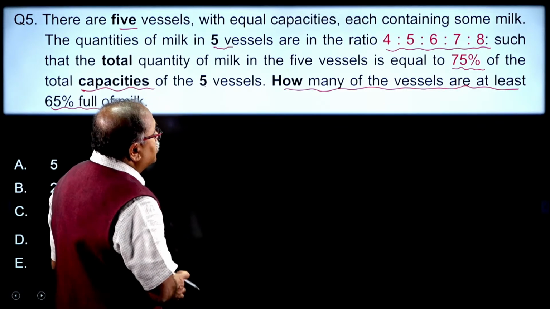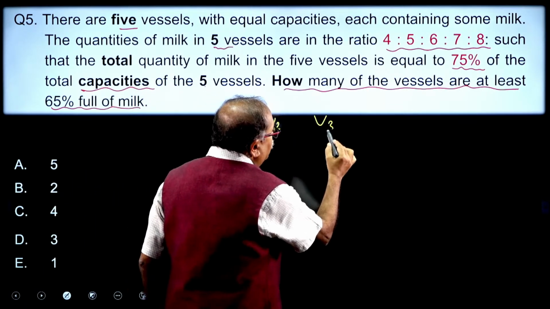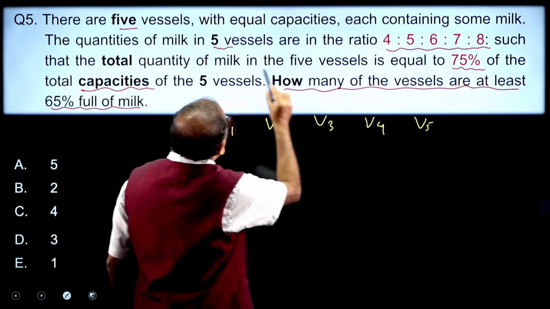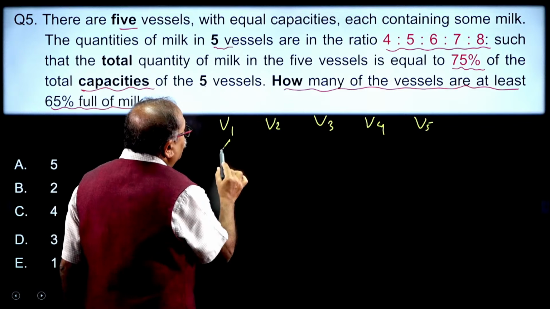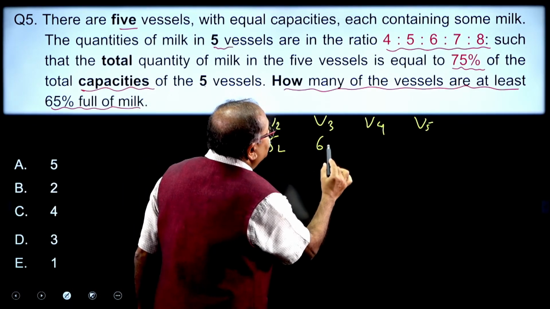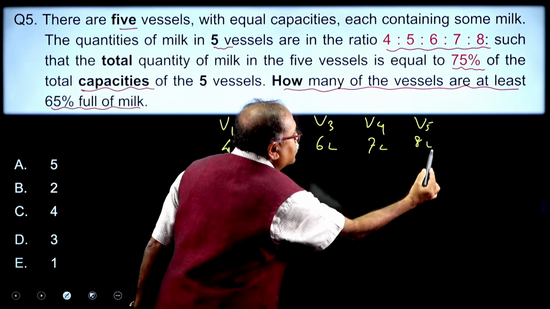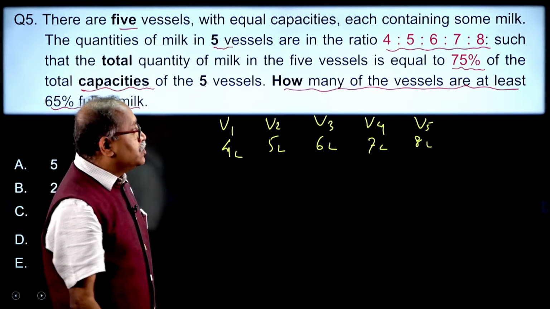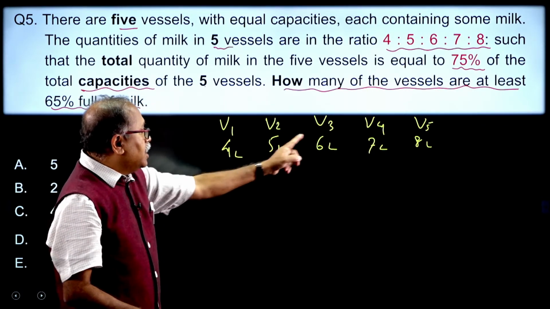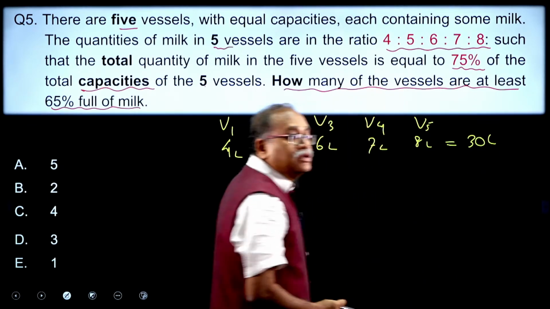Let us consider that vessel 1, vessel 2, vessel 3, please write down in the same way, and vessel 4, and here it is in the ratio of 4. So, this is 4 liters, 5 liters, 6 liters, 7 liters and 8 liters. I can consider in this way. So, what is the total mixture? That is 4, 9, 15 and 21, that is 30 liters. So, the total is 30 liters.